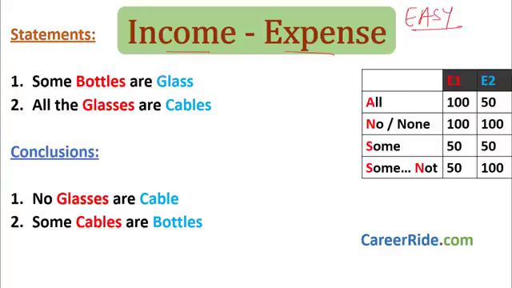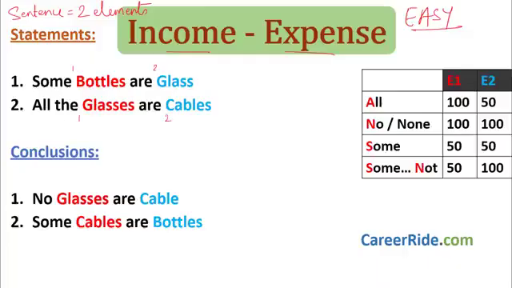Now here in income expense method, before starting with that, always remember that the statements and conclusions which are given are nothing but sentences. Every sentence, look at the top left corner, will have only two elements. This sentence has two elements, this and this. This is the first, this is second. This sentence has two elements. This is first, this is second.